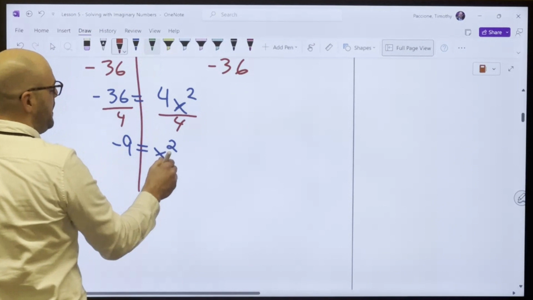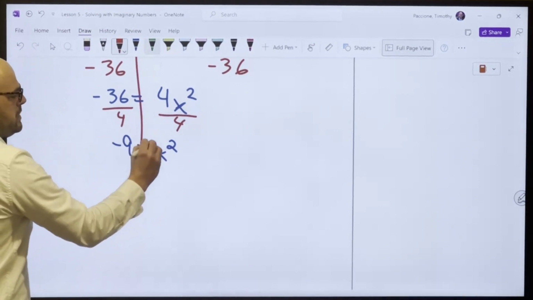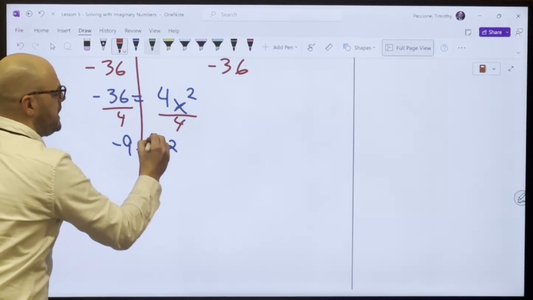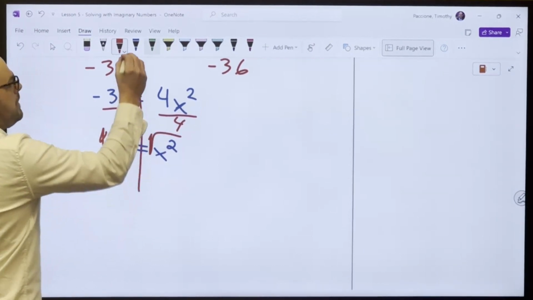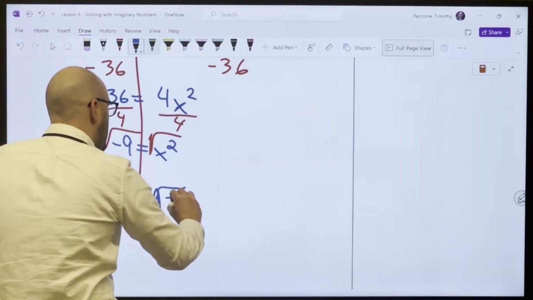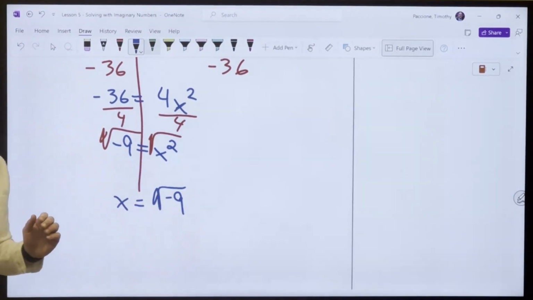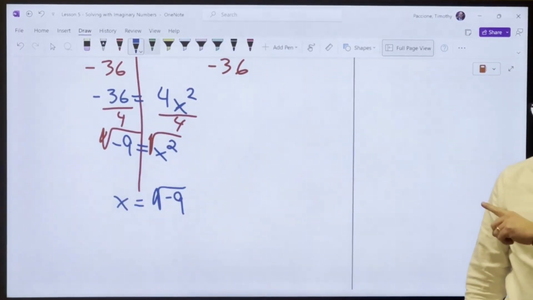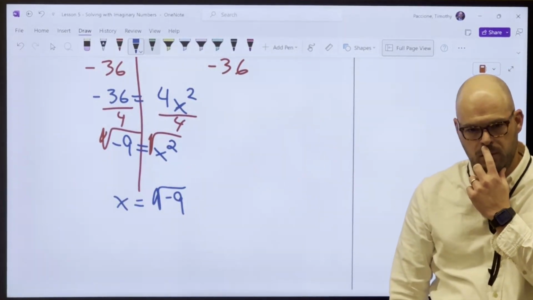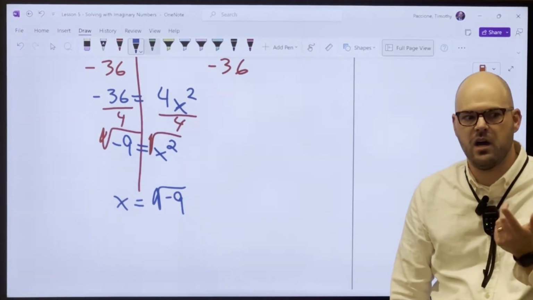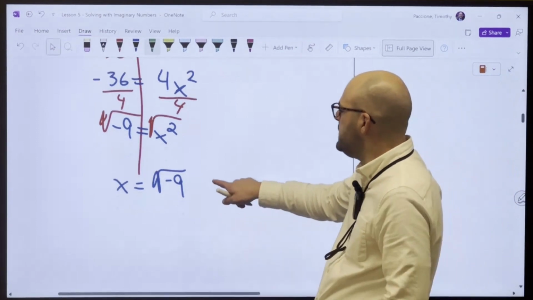So how do I get this by itself? How do I get x by itself if it's x squared? You have to square root it, and I get x equals the square root of negative 9. And this is where our last lesson comes into play, because at this point we were stuck, but now we know what to do when we get a square root of a negative. Yeah, i is going to get involved, right? So what do I change this to?